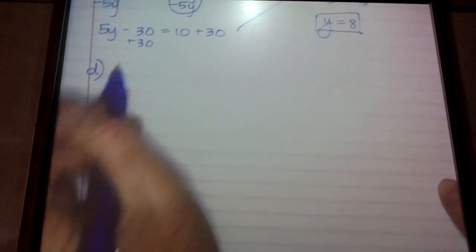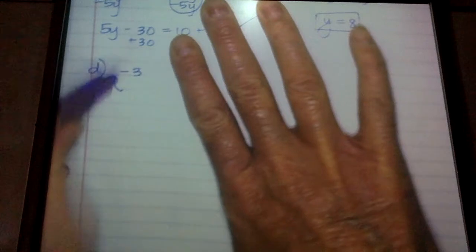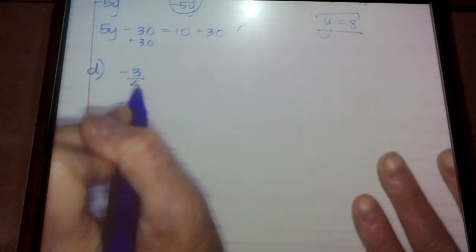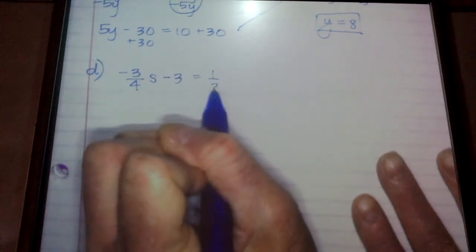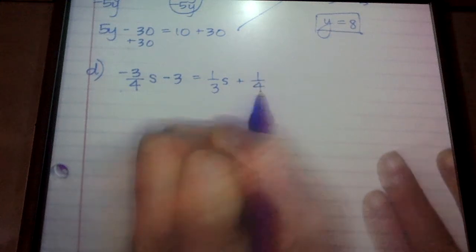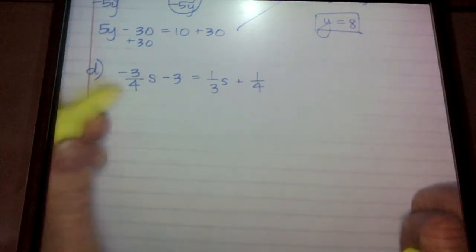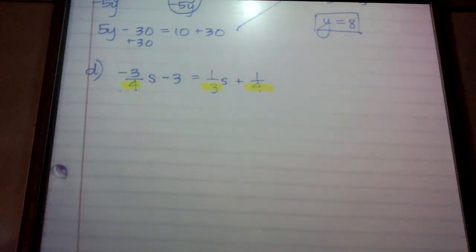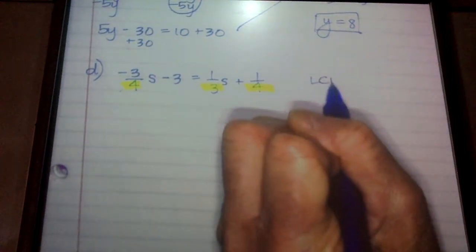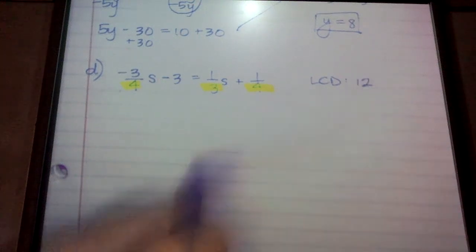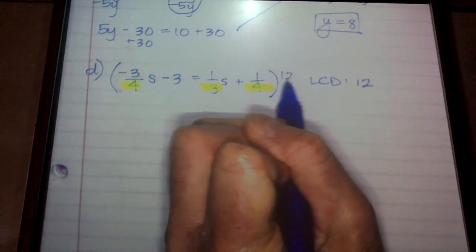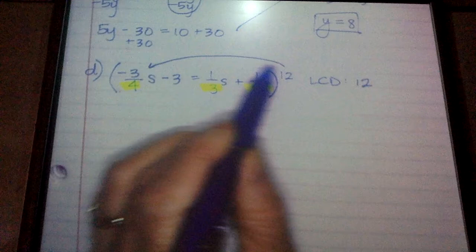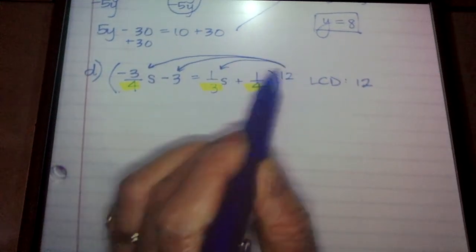D, they gave us some fractions, so I have solve negative 3/4. I don't know why they gave s, but that's an s. Minus 3 equals 1/3 s plus 1/4. Now, remember, I don't want these fractions, so I'm looking at a common denominator. So the least common denominator between 3 and 4 is 12. So I'm going to multiply everything by 12. So I'm going to do 12 times 3/4, 12 times negative 3, 12 times 1/3, 12 times 1/4. All the way. Okay?